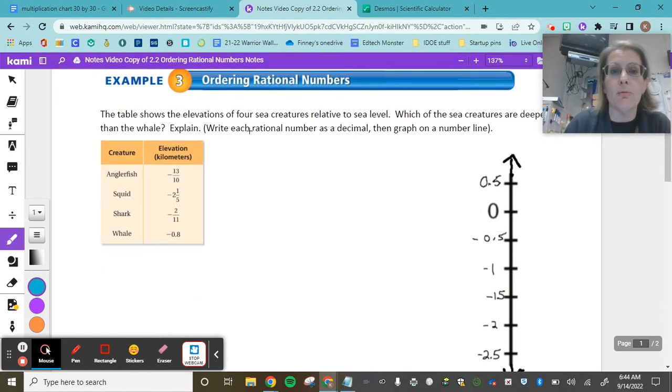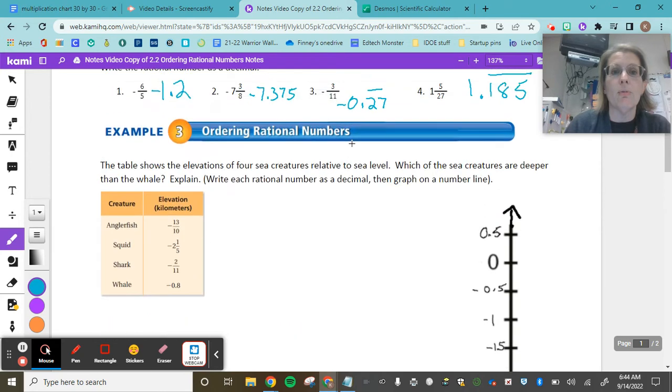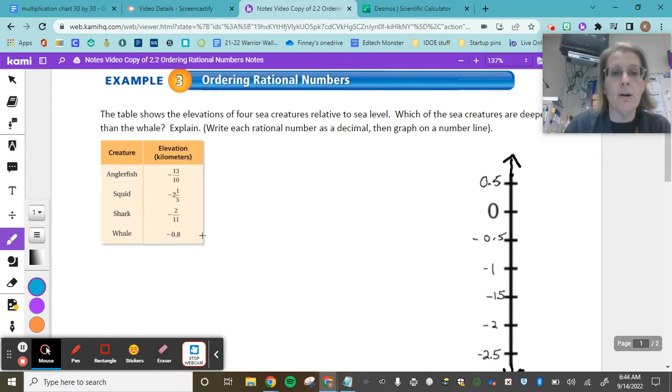Which of the sea creatures are deeper than the whale? Explain. So we need to first write each rational number as a decimal and then graph it on the number line to help us. So just like we did on questions 1, 2, 3, and 4, you need to turn these 4 numbers into decimals. So go ahead and use your calculator and do that now.